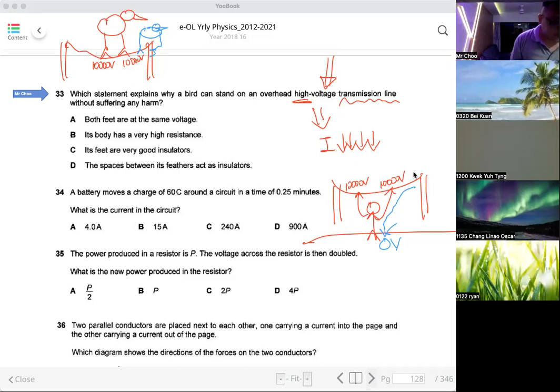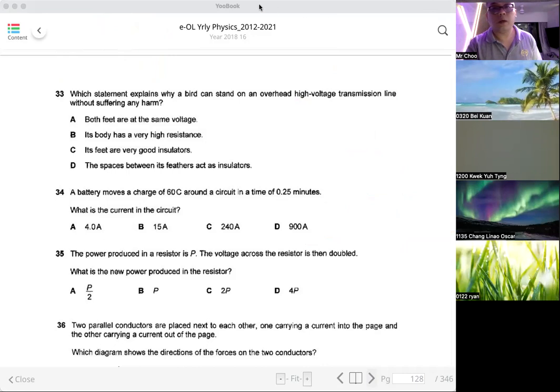Okay, next question. Question 35. Can all of you look at 35 now? Let's do this question. Okay, this one has to do with the 6 formulas that you need to know.